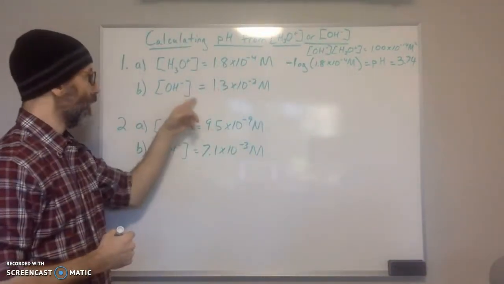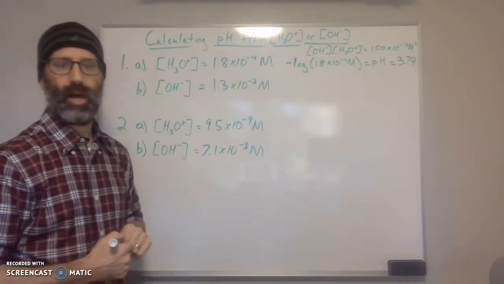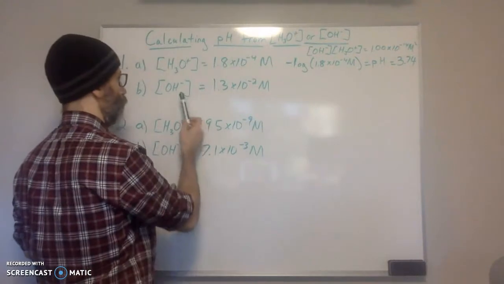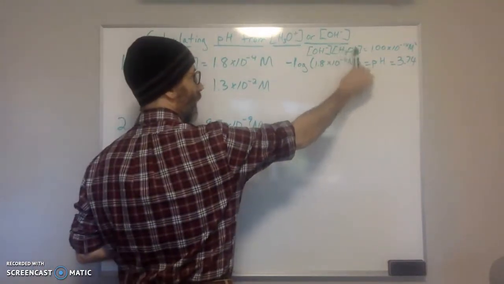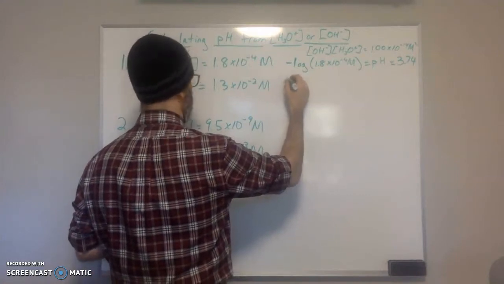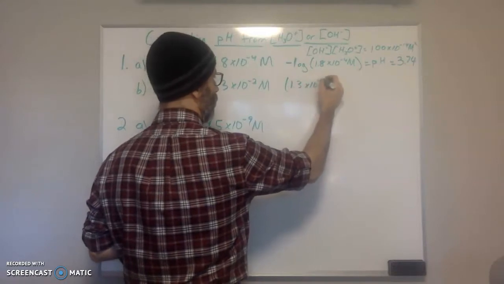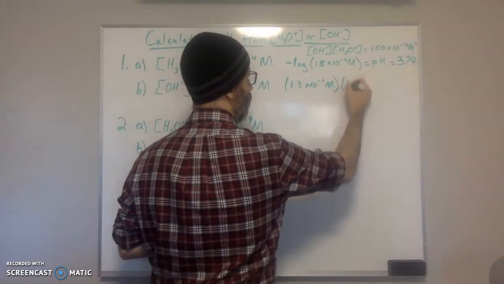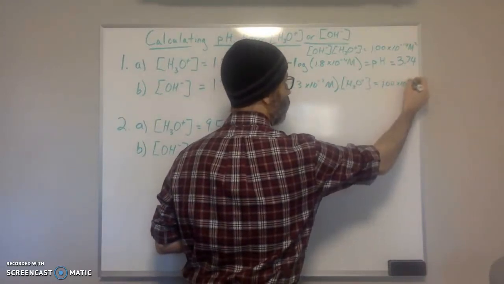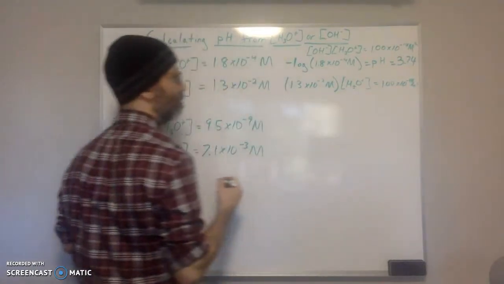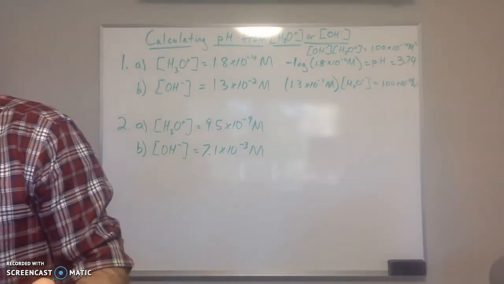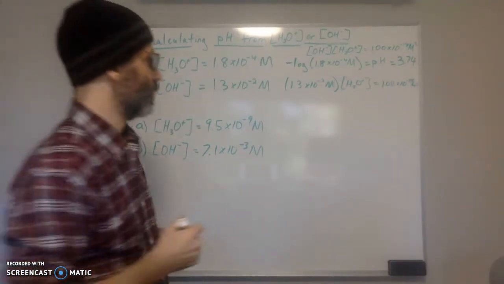Here I'm given the OH minus concentration, so I have to do an extra step first. The first step is to use this equation to solve for the H plus concentration or hydronium ion concentration. So the first thing I want to do is plug in 1.3 times 10 to the negative 2 molar, so my hydronium ion concentration is equal to 1.00 times 10 to the negative 14 molar squared, divided by that. I solve for that on my calculator, and I get 7.7 times 10 to the negative 13.